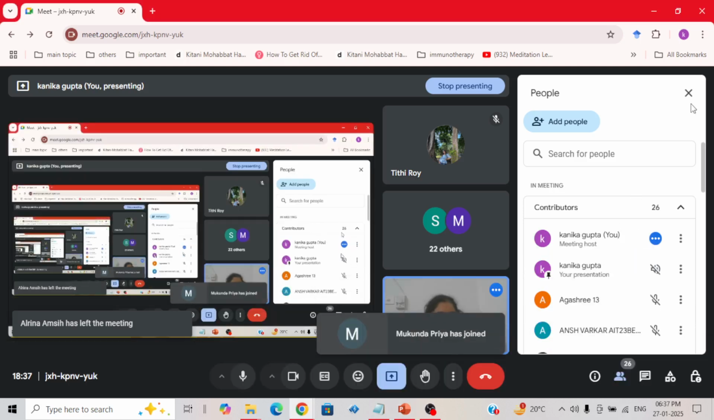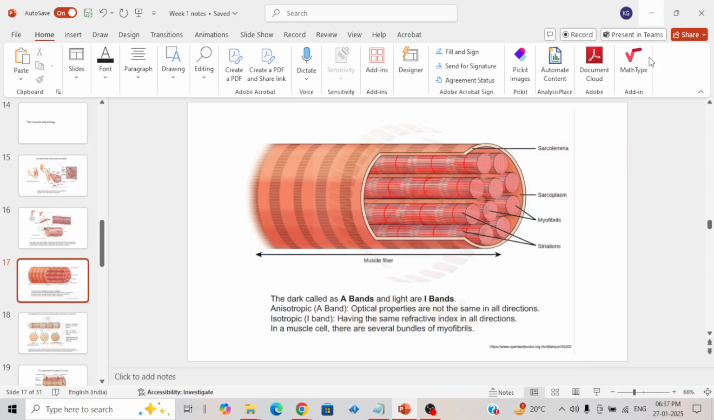As you can see, there are many striations present in these myofibrils. These striations are something we will see further in the presentation. These are actually different parts of the structure of a sarcomere. Sorry, what is sarcomere? I'll tell you further in the presentation.